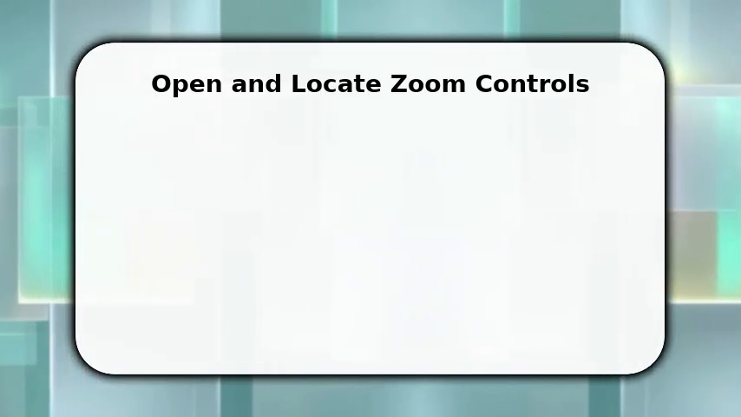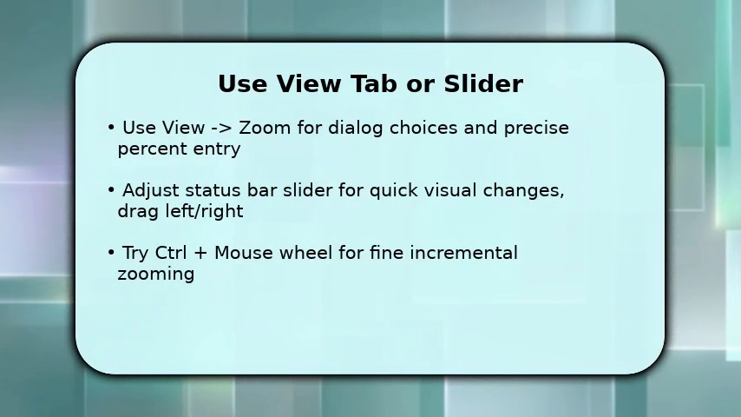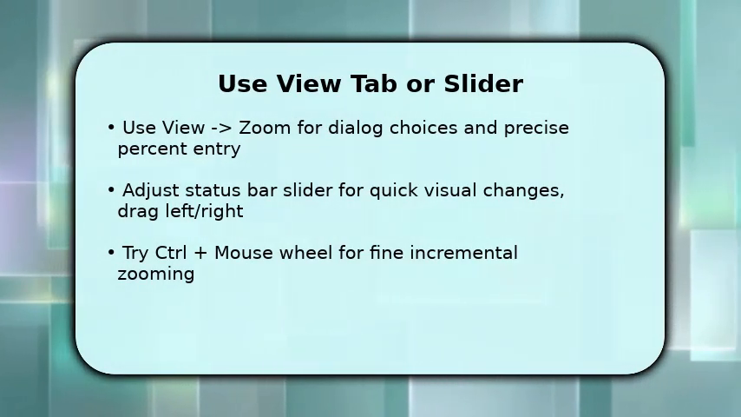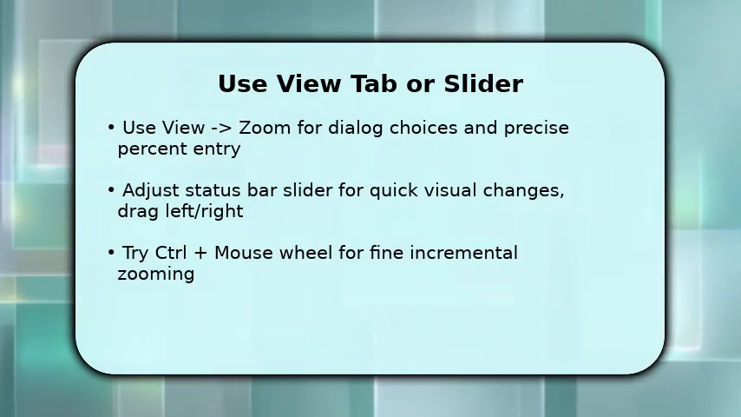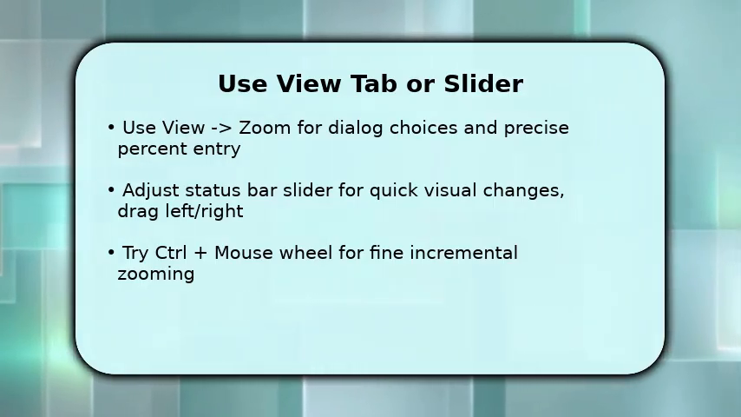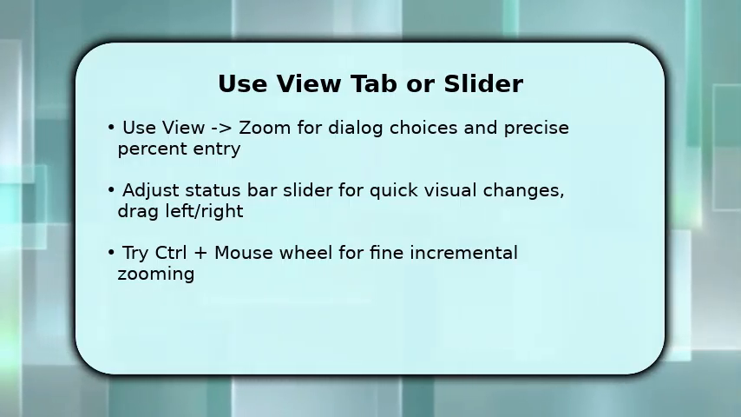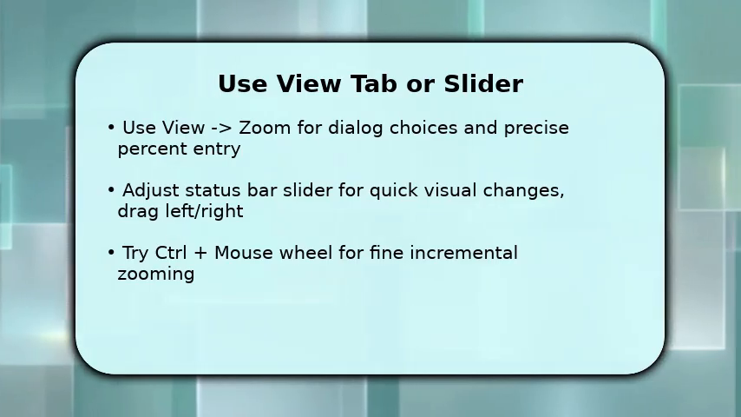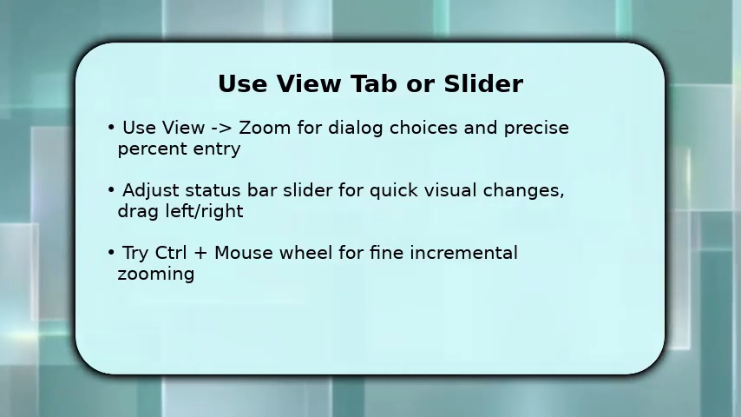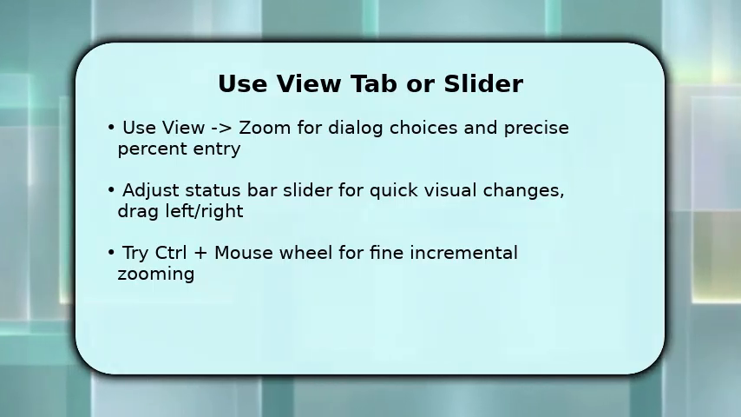Now you'll refine the zoom using either the View tab or the slider. If you need an exact value, click View, choose Zoom, and type the percent. This ensures consistent sizing. Alternatively, drag the status bar slider left or right for immediate visual feedback when scanning data. For quick, subtle changes, hold Control and spin the mouse wheel. This feels natural when reading rows. Make sure to check how wrapped text and column widths respond.